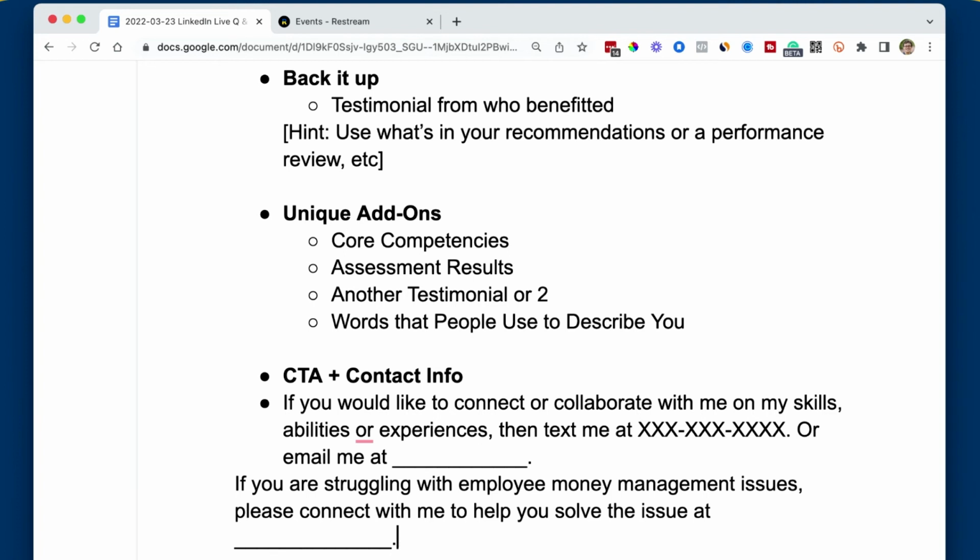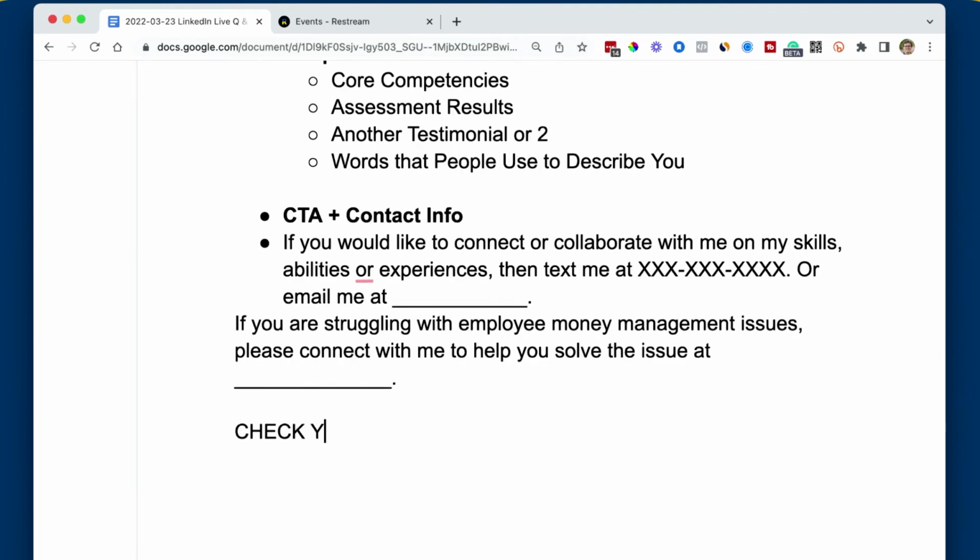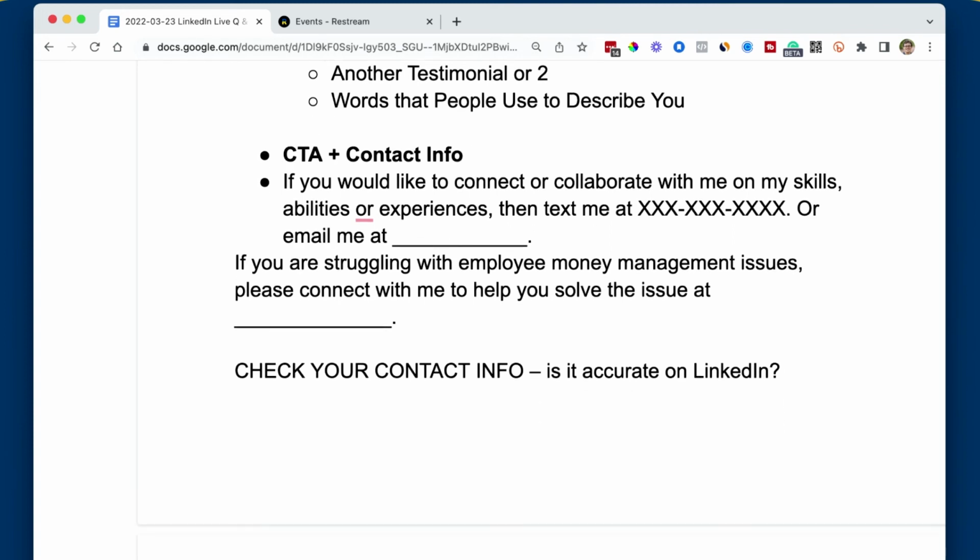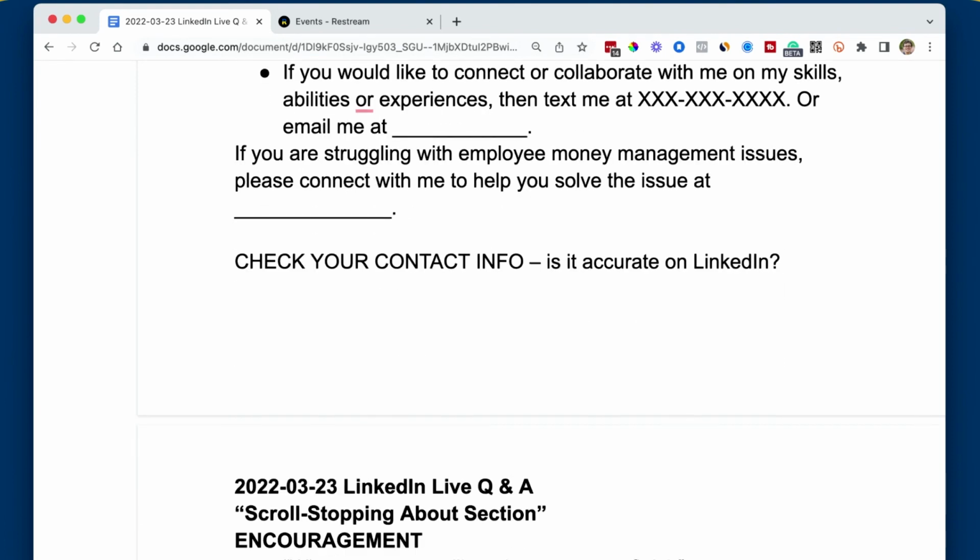You're making it easy for someone to connect with you, for someone to communicate with you, or someone to collaborate with you. You're not making them dance all around trying to find your contact info, which leads me to another thing. By the way, check your contact info on LinkedIn. Is it accurate on LinkedIn? I was doing an audit for a company recently, some of their company employees' profiles, and they had a lot of old company emails in there.